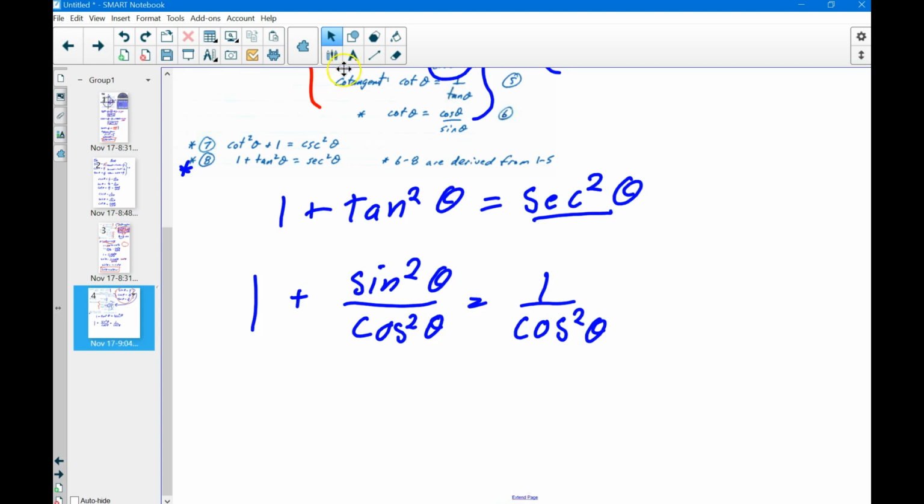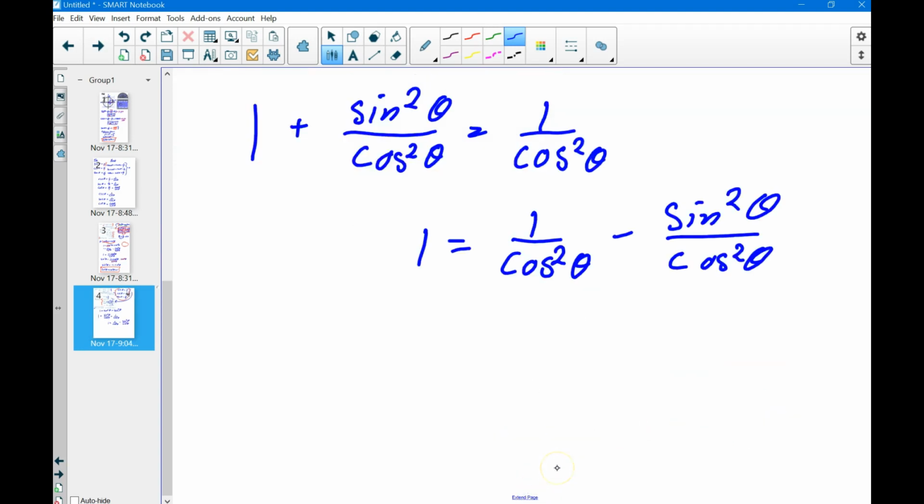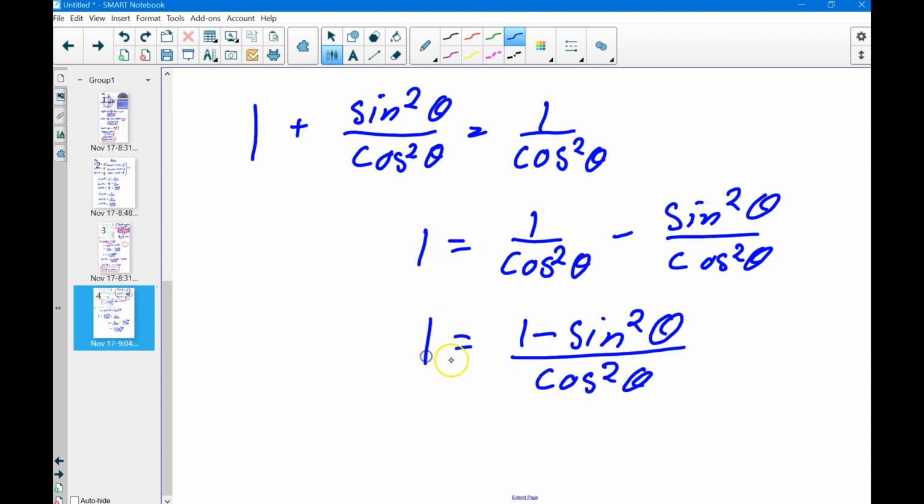What it's going to look like now is this. It's going to look like 1 is equal to 1 over cosine squared theta minus sine squared theta over cosine squared theta. And once again, you'll notice the denominators, or the bottoms, are the same, so we can write it as one fraction. We have 1 minus sine squared theta over cosine squared theta equals 1.